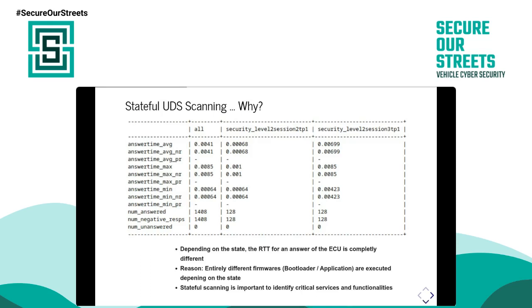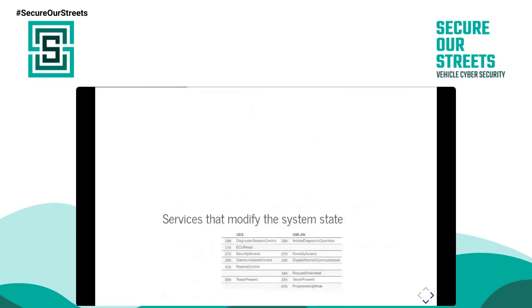So to summarize my thoughts here, depending on the state, the round trip time for an ECU to answer is different. The reason is we may run entirely different firmwares, either in the bootloader or in the application, and this depends on the state. So stateful scanning is important in order to identify critical services and functionalities.